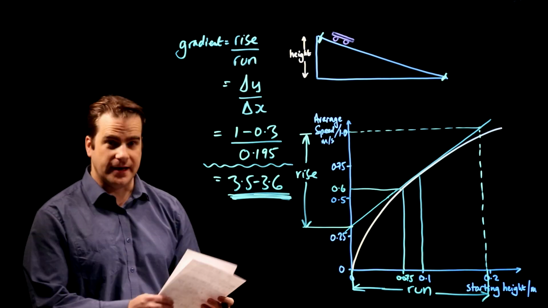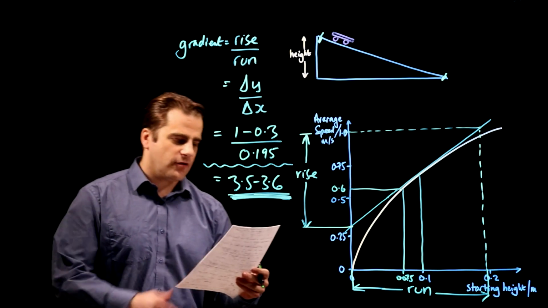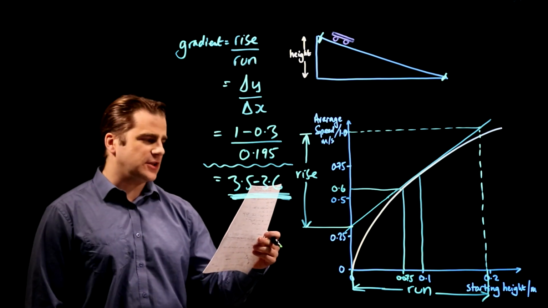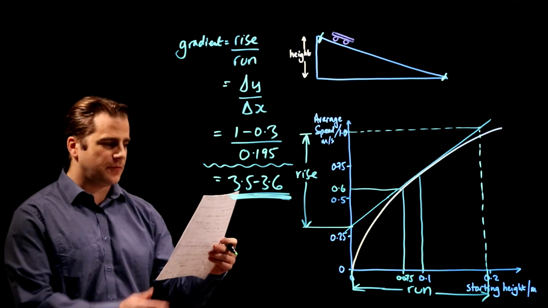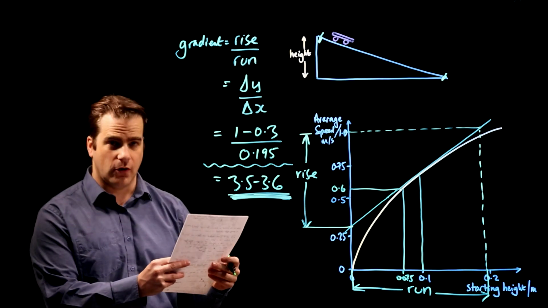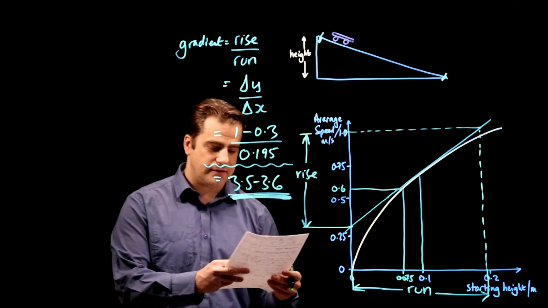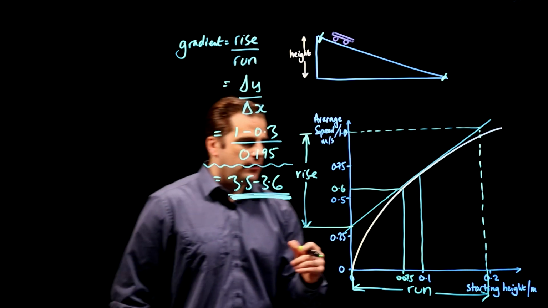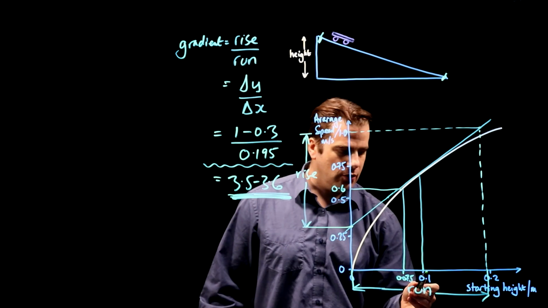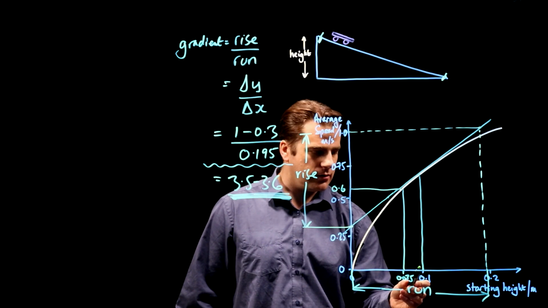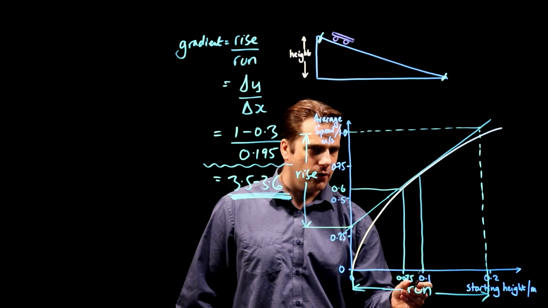B part 3. Describe how the speed of the trolley varies with the changes in height made by the student between 0.04 and 0.12 meters. Okay, 0.04.